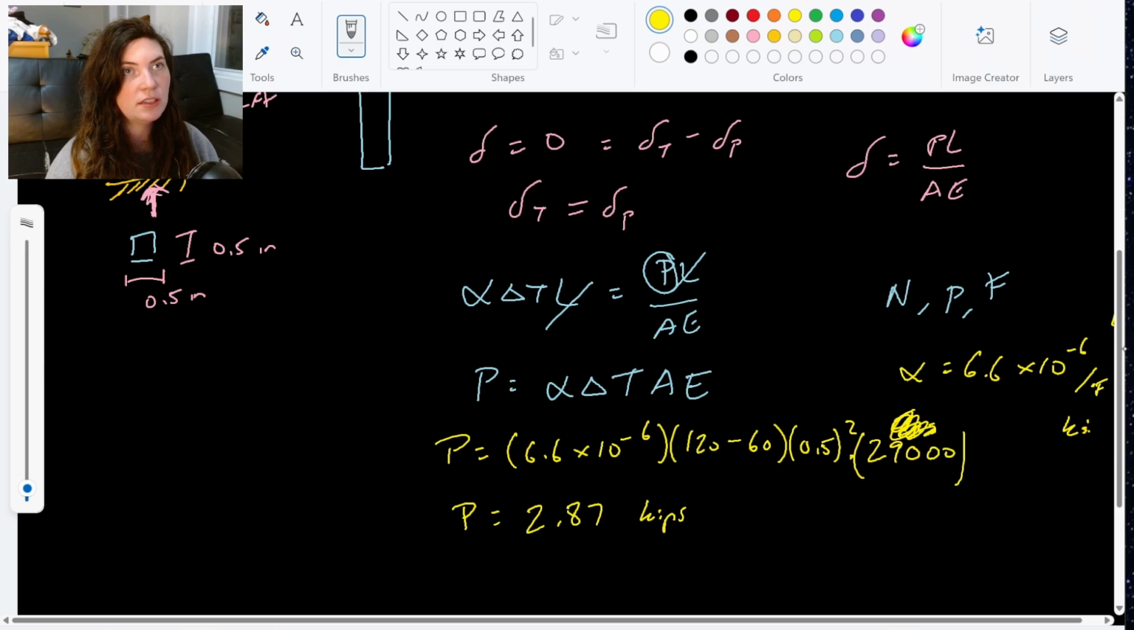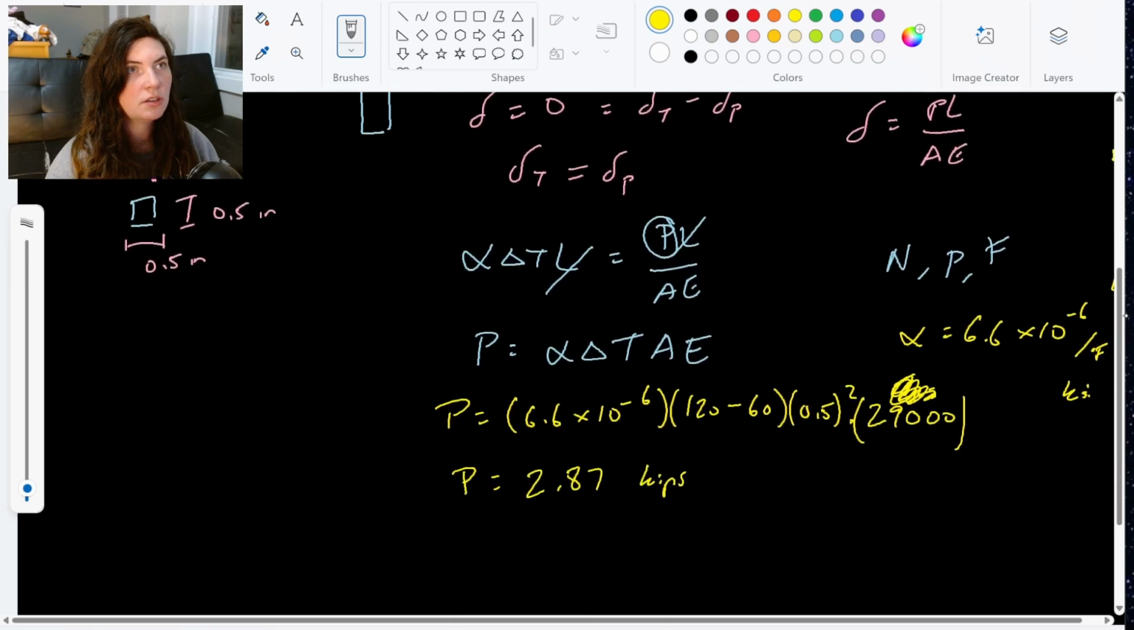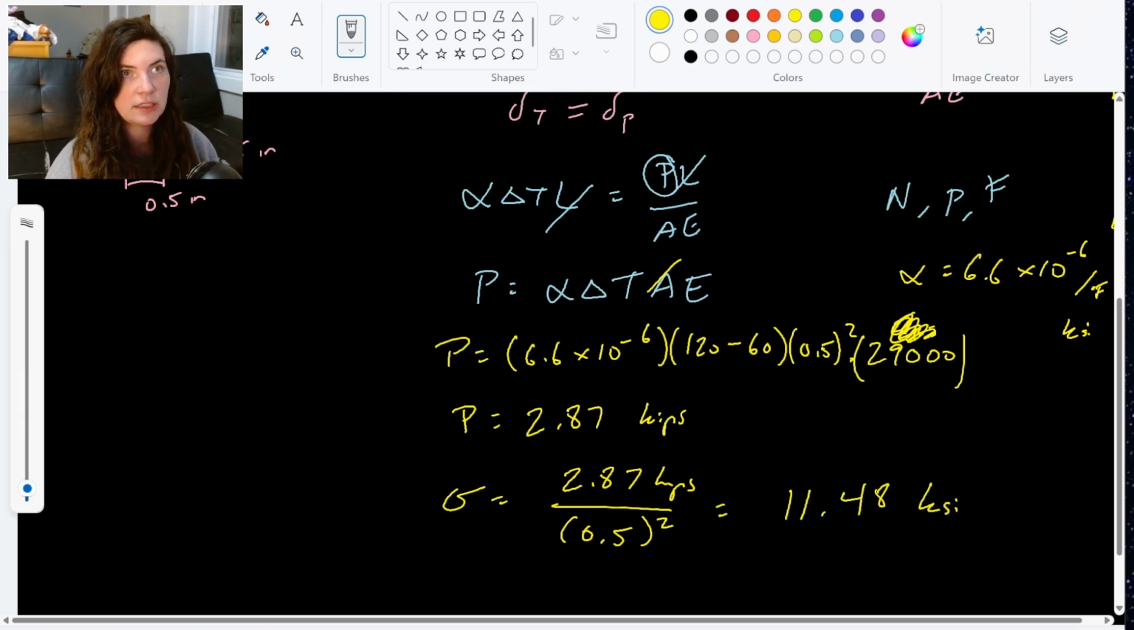So once I have that, all I need to do is plug it into my stress equation, where I say stress is 2.87 kips over that cross-sectional area, which was 0.5 times 0.5 since it was a square, which we could have gone ahead and done this all in one step and just canceled out the areas here, but that's okay. We're here now. And I punch that in the calculator and get a value of 11.48 KSI, kips per square inch. So that would be the thermal stress, right?